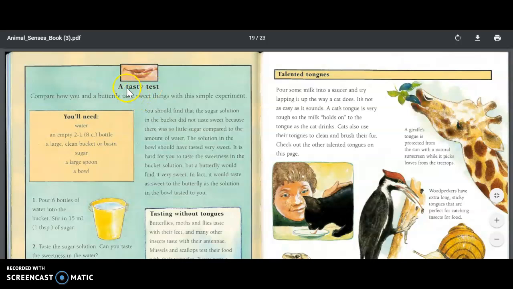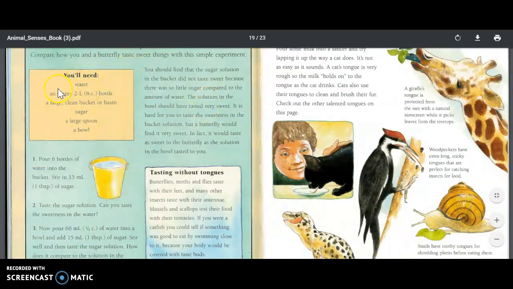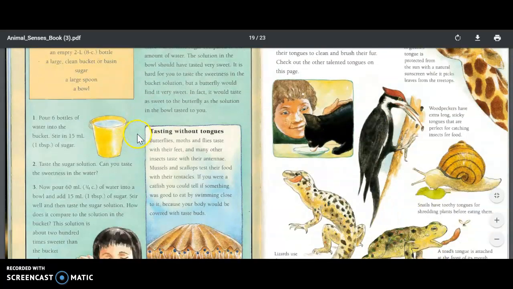Now we're right up here, a tasty test. Compare how you and a butterfly taste sweet things with this simple experiment. You'll need water, an empty 2-liter bottle, a large clean bucket or basin, sugar, a large spoon, and a bowl. And boys and girls, I don't expect you to go and do this experiment. We're going to read it to see what we learn here.